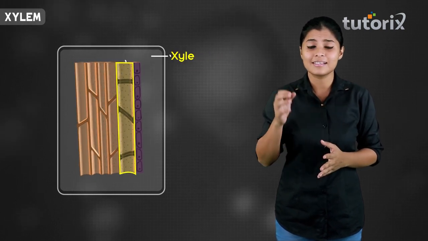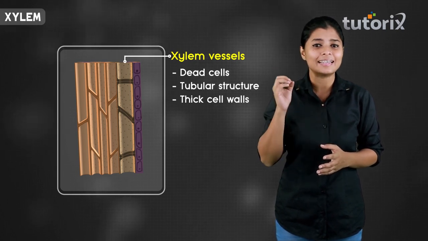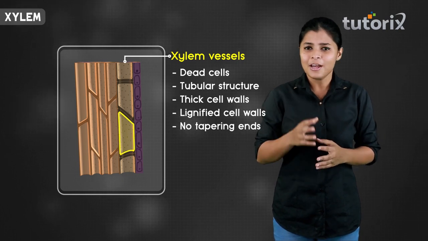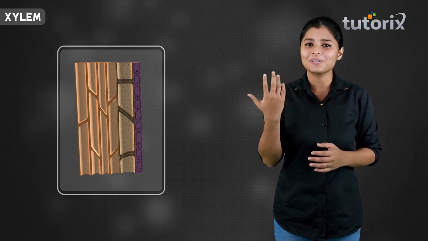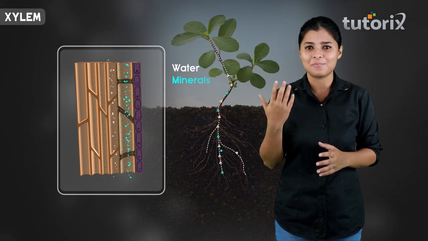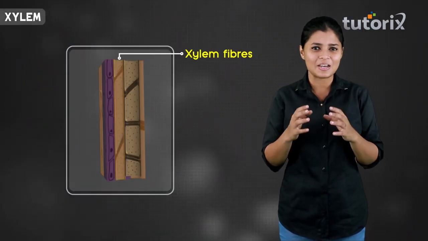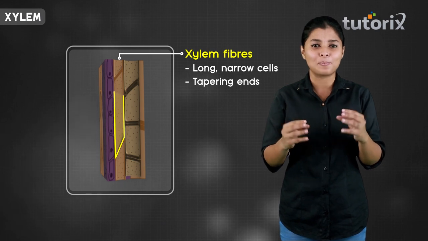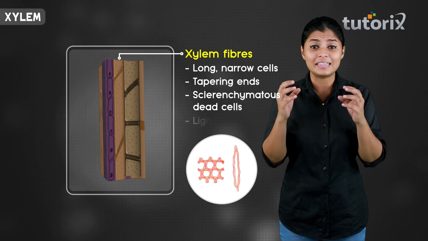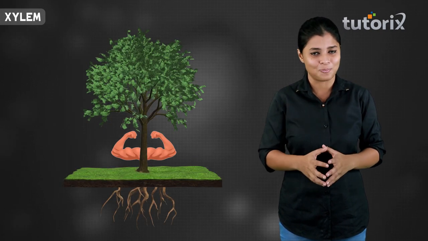Now, like tracheids, the xylem vessels are also dead, tubular in structure, and have thickened, lignified cell walls. But these cells are not tapering at the ends. Now, both tracheids and vessels, owing to their tubular structure, act like pipelines for plants, conducting water and minerals for them. Next in order are the xylem fibers. These cells are long, narrow, and tapering at both ends. The xylem fibers are made of sclerenchymatous dead cells with lignified cell walls. Hence, these cells provide mechanical support to a plant's body.